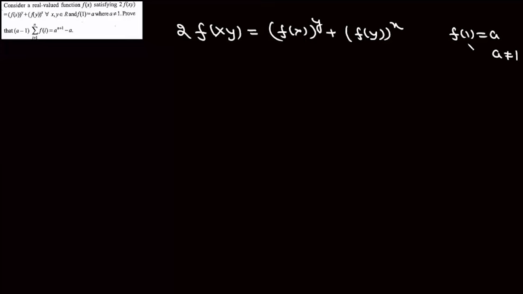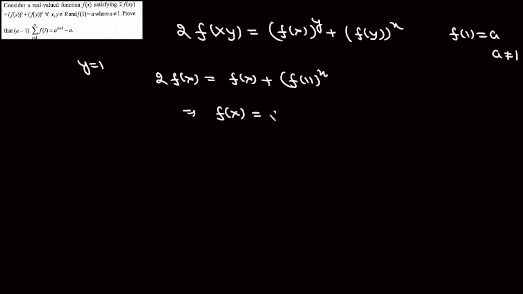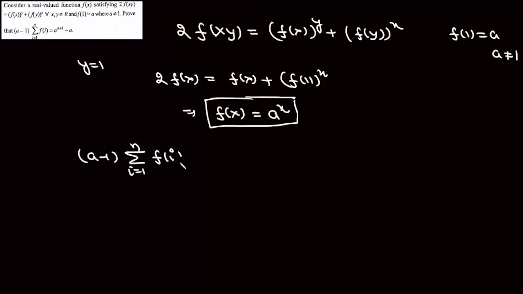Now since we are given the value of f(1), for f(x) we'll simply put y as 1. We'll get this as 2f(x), and then it'll be f(x) to the power 1, which again is f(x), plus f(1) to the power x. So from here we can simply write this f(x) is nothing but a to the power x. So your function f(x) is a to the power x. Now we need to prove this result. So we need to find this summation, i varies from 1 to n, f(i).